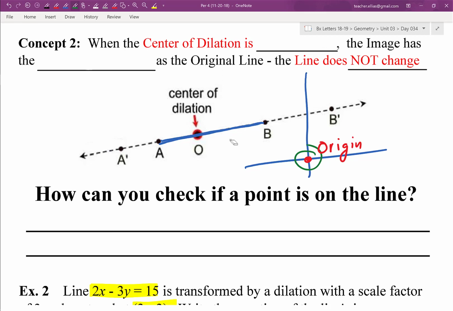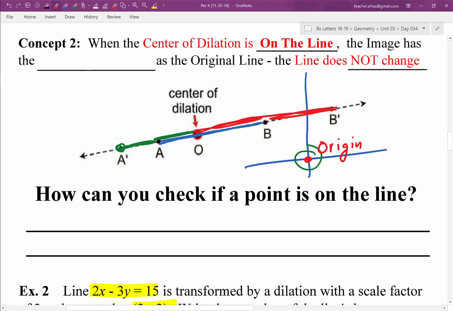Nothing changes. When the center of dilation is where? On. It's in the middle of a line. There it is. When it's on, it doesn't even have to be the middle. It just has to be on the line. It could be on the end of the line, yeah. A is going to go from there, and it's going to just extend out to here. B was further away, but it's still going to stay on that line.